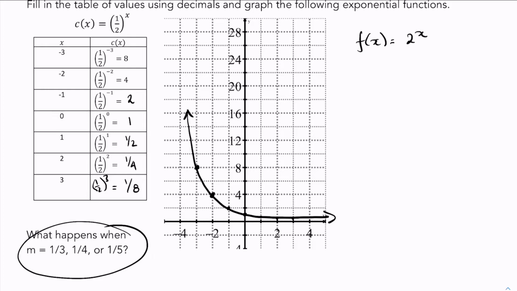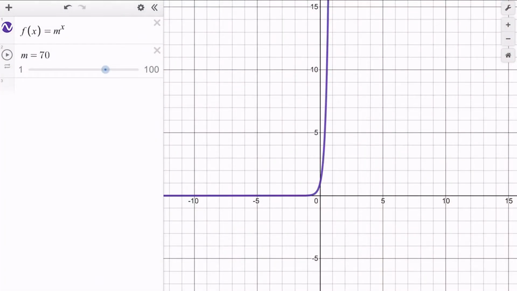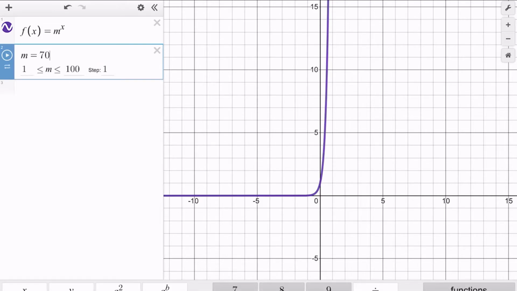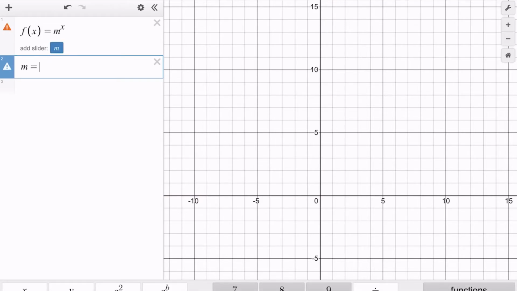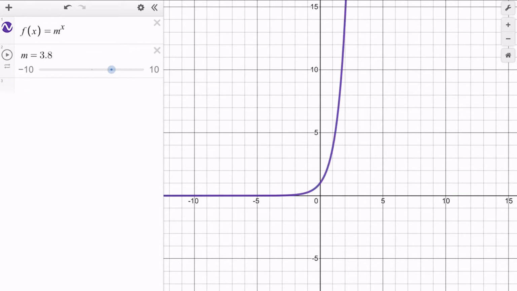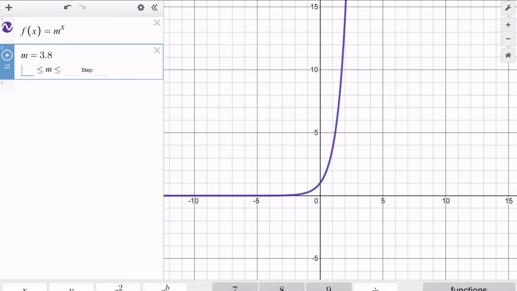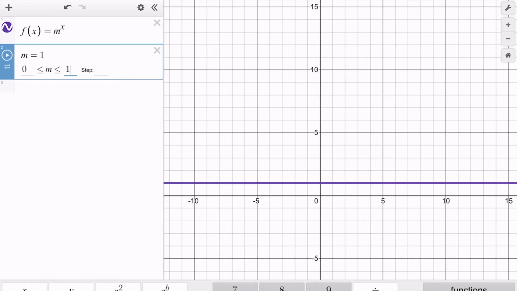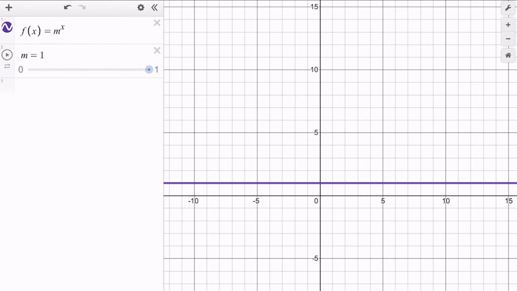I think that's best illustrated by looking at Desmos. So this is from a previous example. I'm going to change the m value now to be between, what did we say? 0 and +1. And we're going to go up by, let's say, 0.1. Okay, so very small steps. And let's see what happens to our graph.